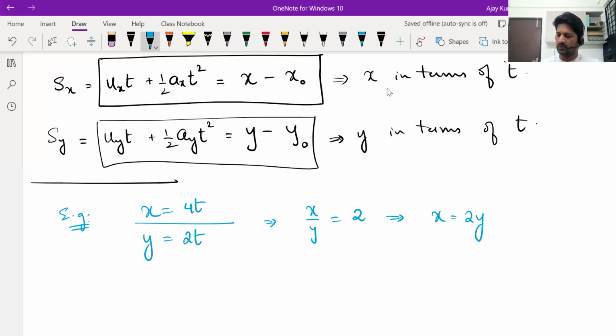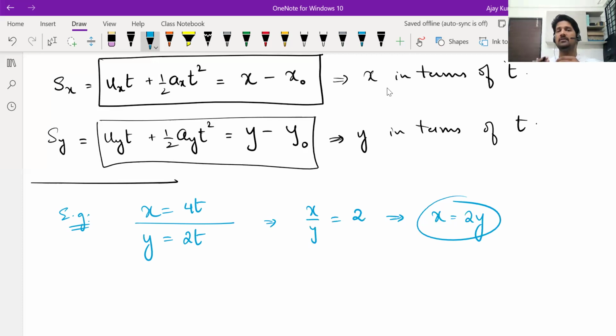And look, see what you got. You got a relation between x and y. That's what we were looking for. That itself is the equation of path followed. Basically, the path followed by an object will be a graph on the xy plane. You have to write an equation for that graph. If it's a straight line, you have to write the equation of that straight line. If it's a parabola, you have to write the equation of that parabola.